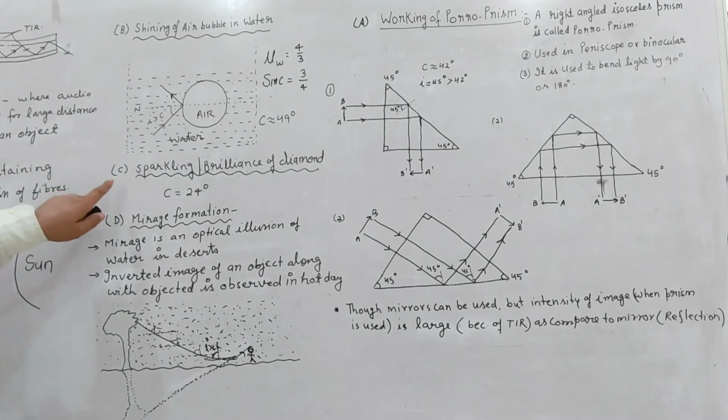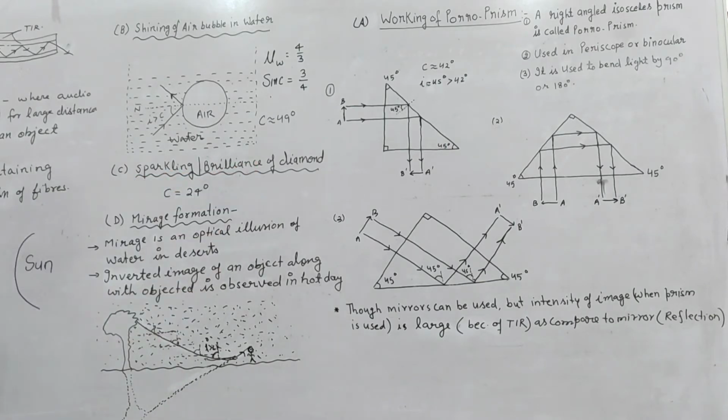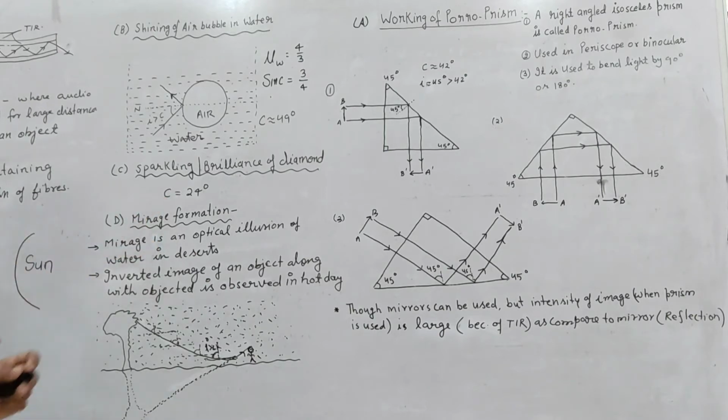Third use: sparkling or brilliance of a diamond. The critical angle for diamond is 24 degrees, and the diamond is cut in such a way that when light tries to come out of the diamond, the angle of incidence inside the diamond is more than this. So there will be total internal reflection of light inside the diamond, and because of that, the diamond appears sparkling.